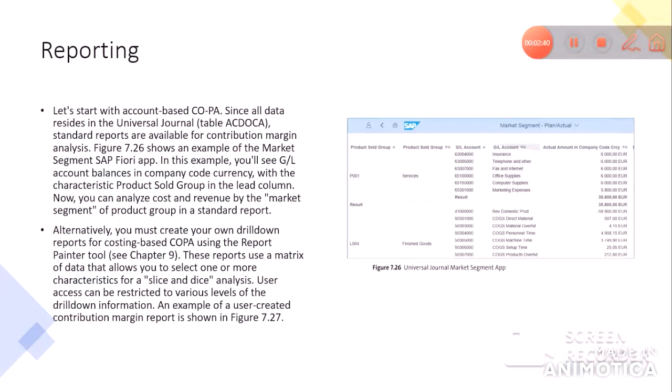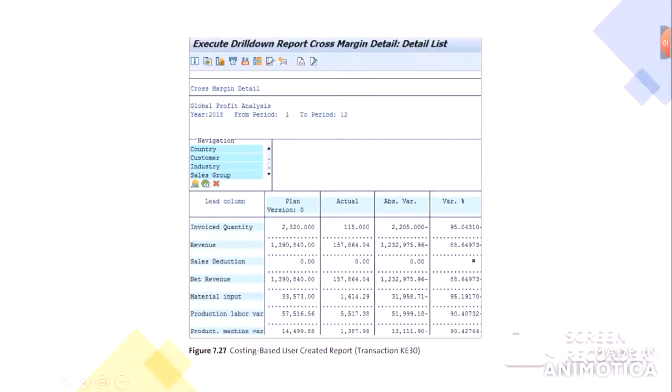So in this figure we can see an example of market segment in SAP Fiori app. We will see the GL account balances in the company code currency with the characteristic product sold group in the lead column. So now we see the other figure, which shows the user created contribution margin report. So this is the costing based user created report.